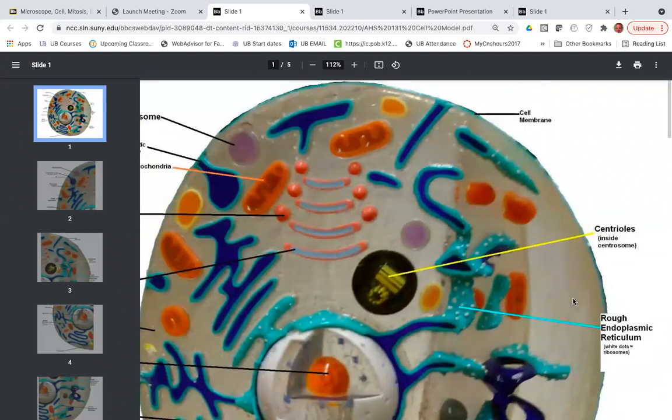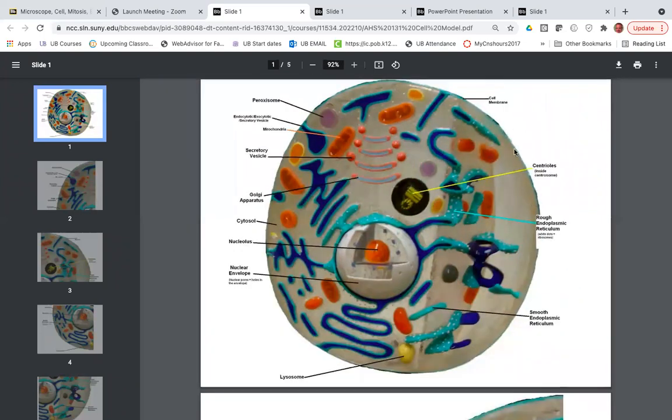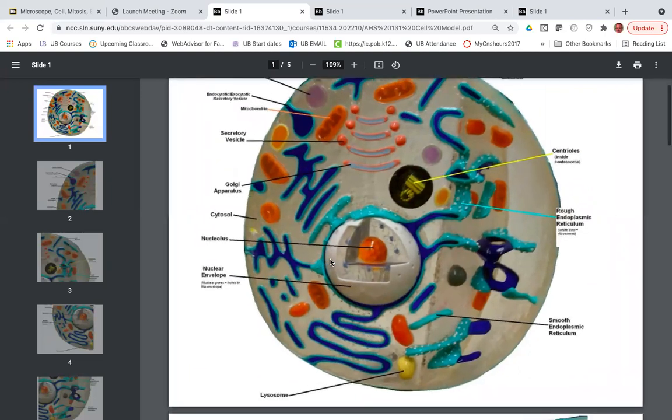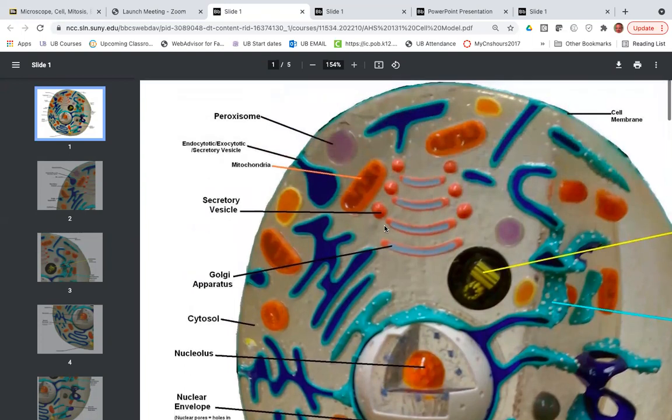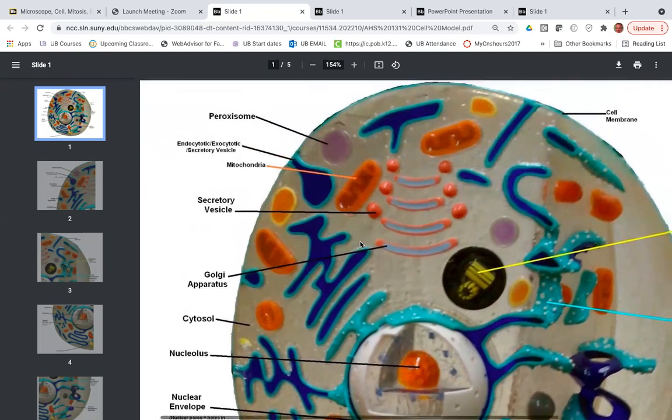Outside of the cell is extracellular fluid, and inside of the cell is intracellular fluid, also known as the cytosol. But everything from inside of the cell membrane to the nucleus is called the cytoplasm. Here on the left, we see the cytosol, that's just the intracellular fluid, but the cytoplasm is everything from the inside of that cell membrane to the nucleus.